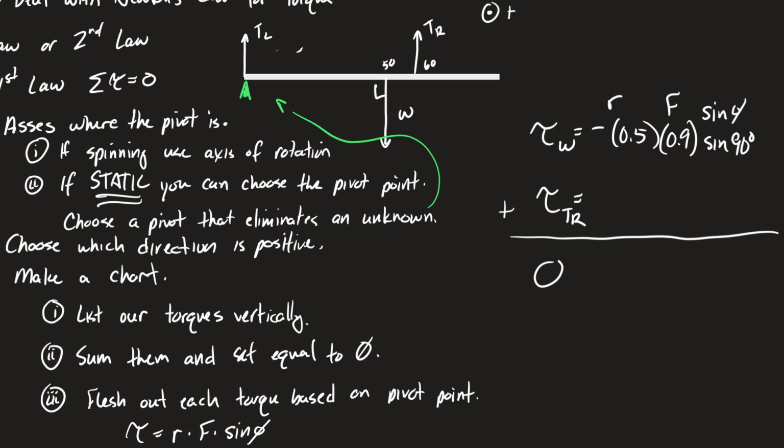The next torque, upwards, causes a rotation that is out of the board, counterclockwise. We said counterclockwise would be positive. The distance from the pivot point to that torque is 0.6. The size of the force acting at that point is unknown. Use a placeholder. And it acts upwards. I believe it's at right angle compared to my torque arm, so sine of 90 degrees.